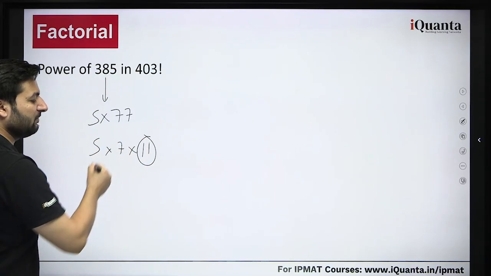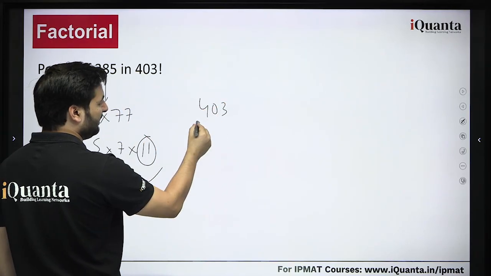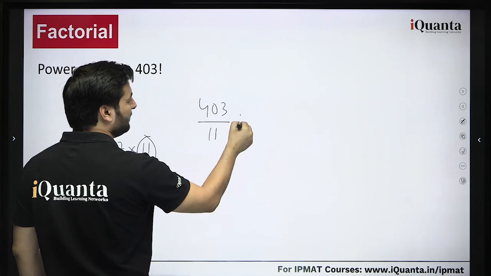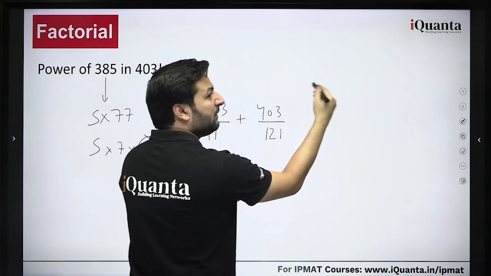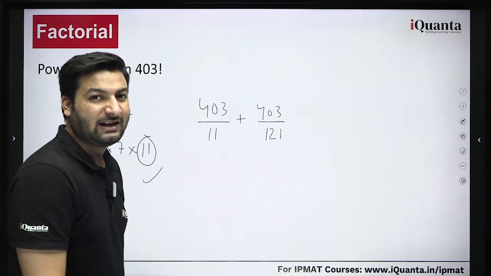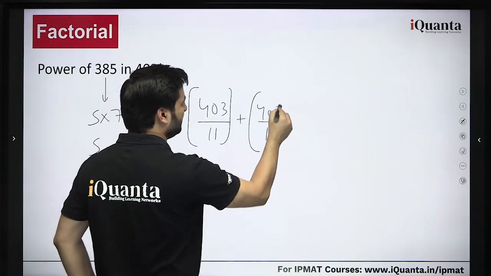Choose the biggest prime over here, this is the limiting prime. In 403 factorial, find out the power of 11. That will be 403 by 11 plus 403 by 11 square, which is 121. We will not go to 403 upon 11 cube because 11 cube will be bigger than 403. So, just find out the integer part of these.